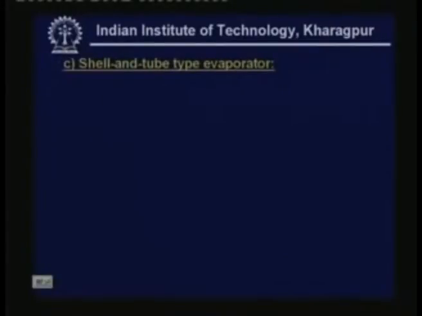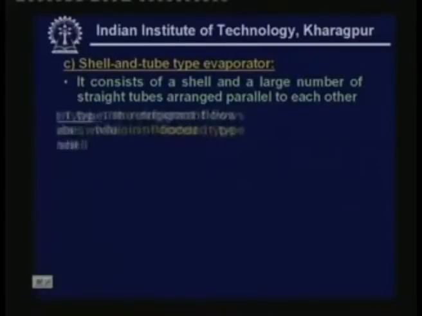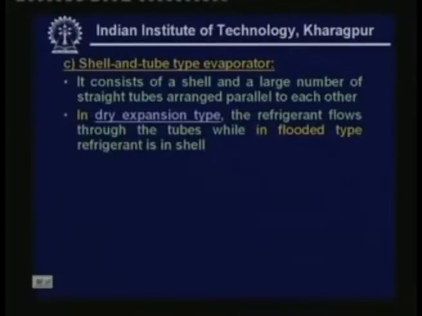So let us look at a very important type of evaporator called a shell and tube type evaporator. As the name implies, this kind of evaporator consists of a shell and a large number of straight tubes arranged parallel to each other. In dry expansion type, the refrigerant flows through the tubes, while in flooded type, refrigerant flows through the shell.